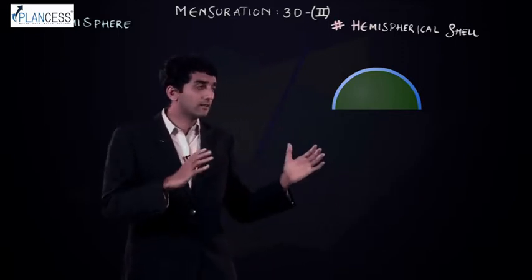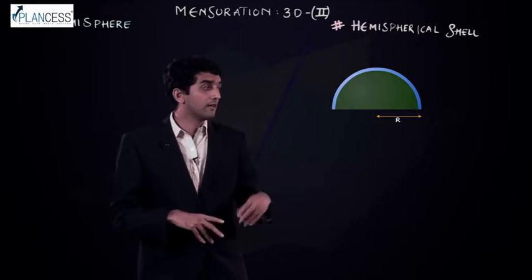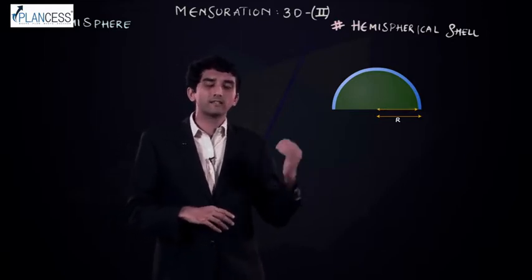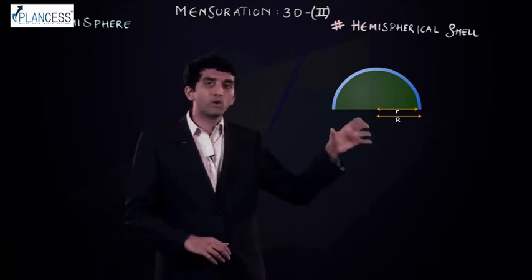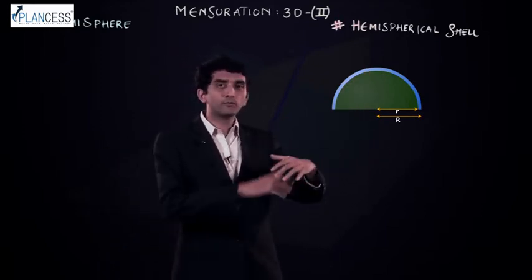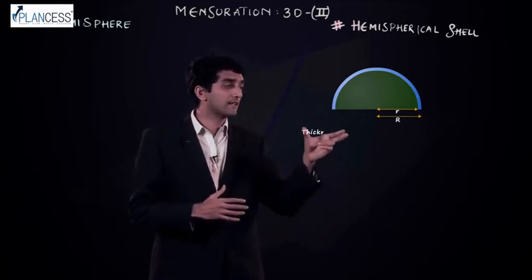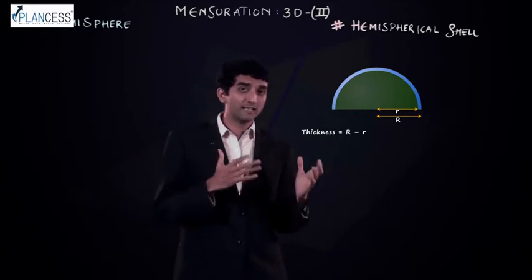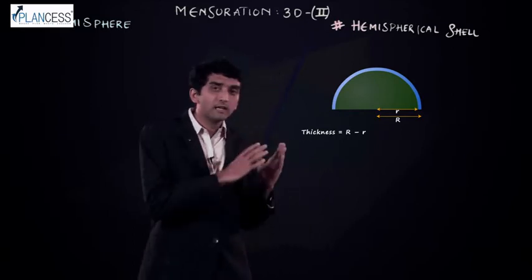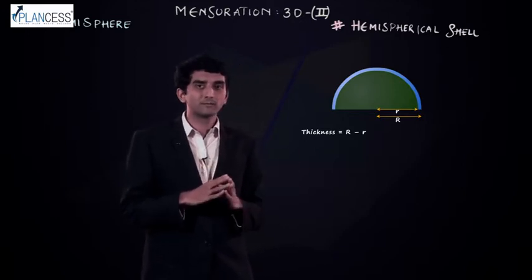Let's say the larger hemisphere has a radius of capital R, the smaller hemisphere has a radius of small r, right? So the smaller hemisphere has been removed from the larger hemisphere, and the shell that creates has a thickness now of capital R minus small r. Like we studied in the spherical shell, even the hemispherical shell has a thickness of capital R minus small r.